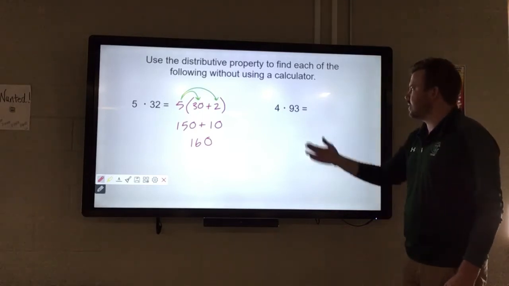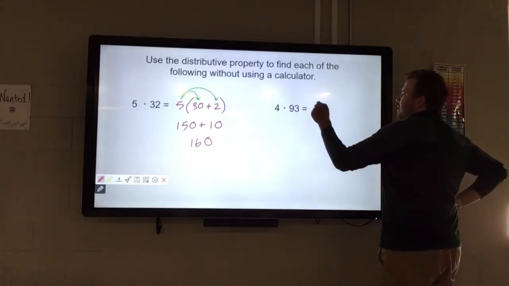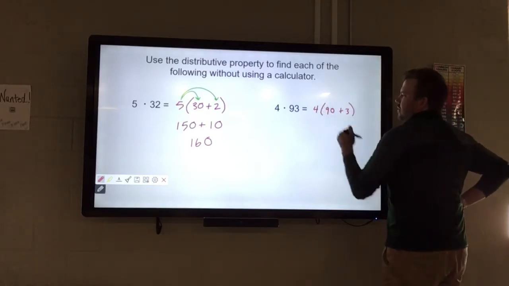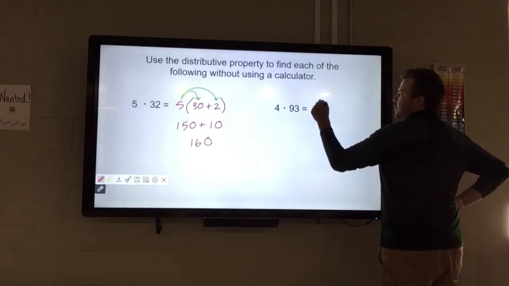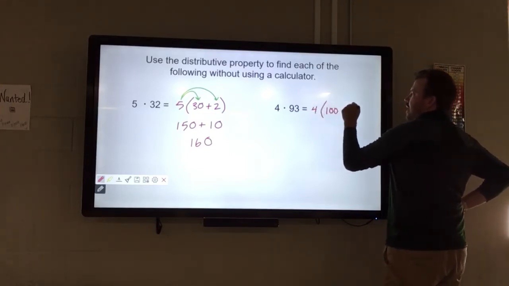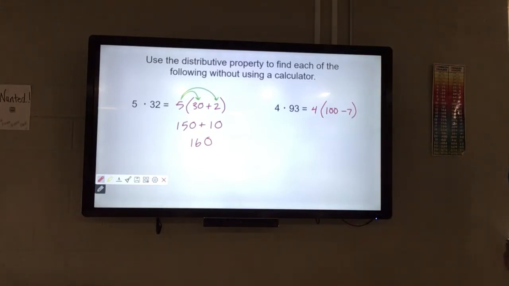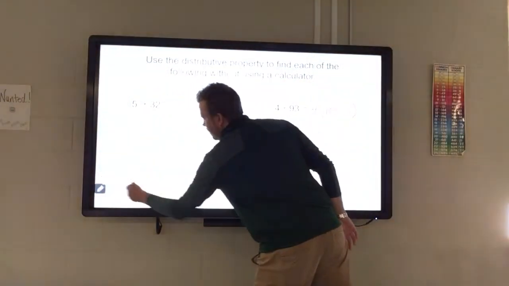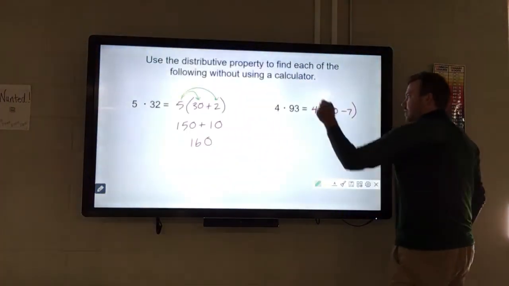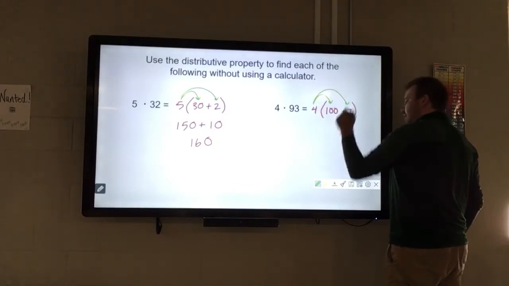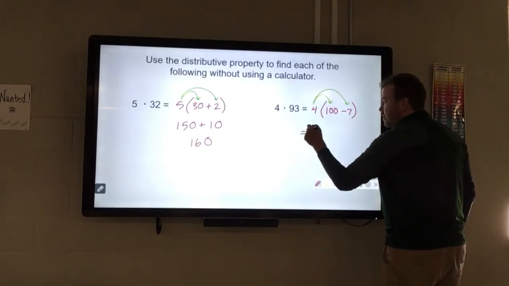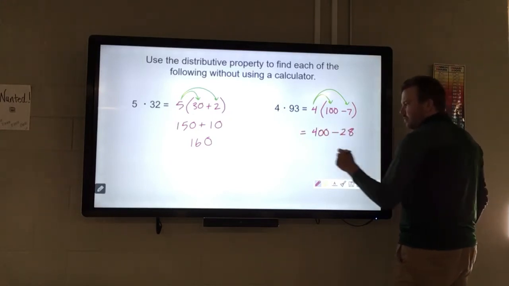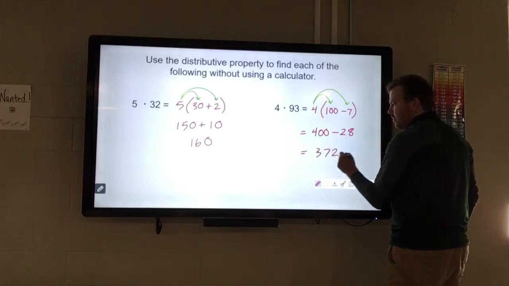Another example of this, 4 times 93. Now you may be thinking to yourself, well, Mr. Lynch, 4 times 90 isn't necessarily all that easy. Well, how about we do this instead? Let's do 4 times 100 minus 7, because 100 minus 7 is 93. And when we go to distribute this, we do 4 times 100 and 4 times 7. So we get 4 times 93 is equal to 400 minus 28, or 372.